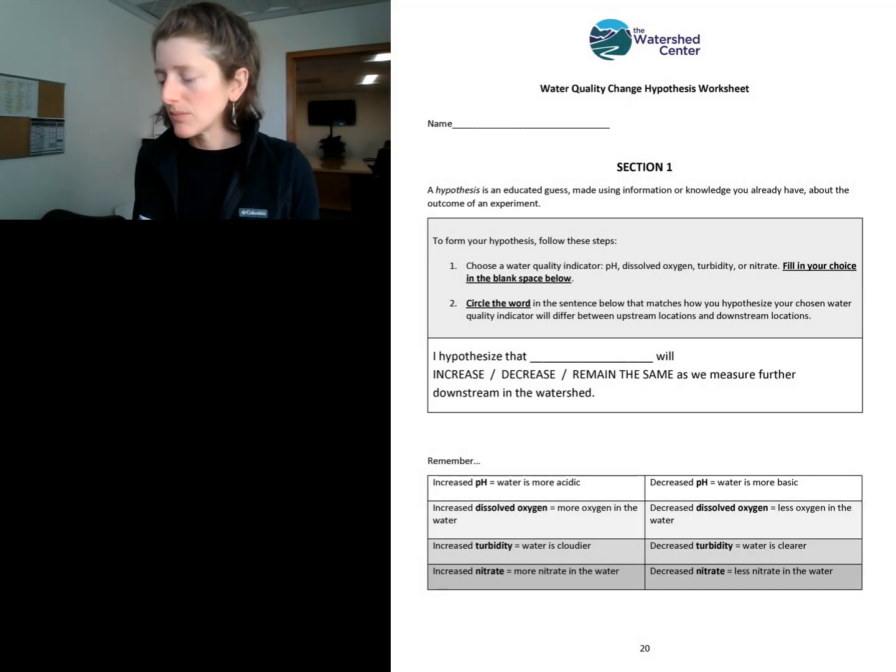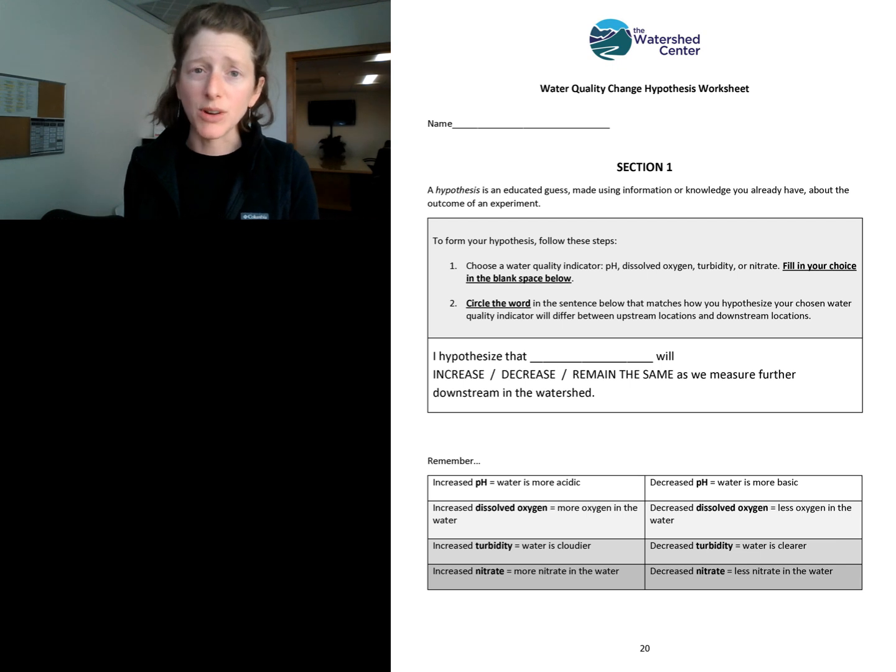And this one they can do individually because this is the point at which they will form their own individual hypothesis, make their own guess about what's going to happen. So you'll have them fill out just this box in the middle of the page, and they can use the bottom box as reference, even though hopefully you've just gone over that bottom box sort of as a group.